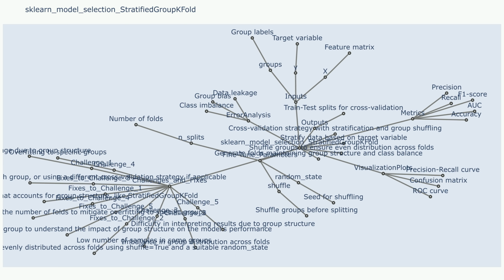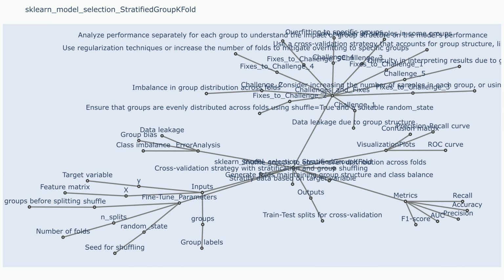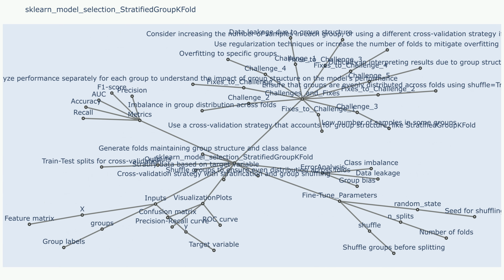sklearn, model selection, stratified group k-fold. Description: stratified group k-fold is a cross-validation strategy that ensures that each fold has approximately the same percentage of samples from each target class while maintaining the group structure. This is particularly useful when dealing with data that has a strong grouping structure, such as time series data or data with individuals grouped together.